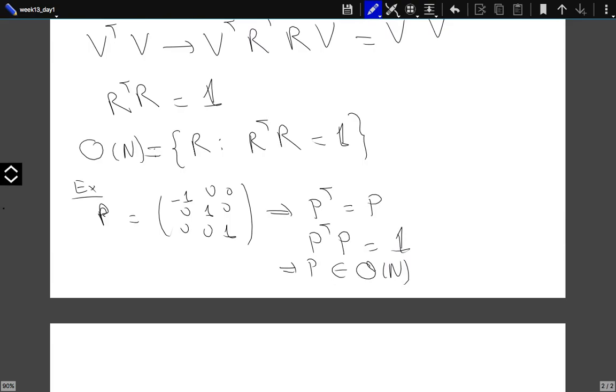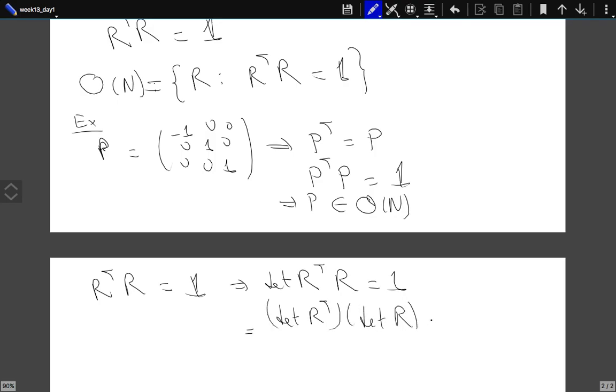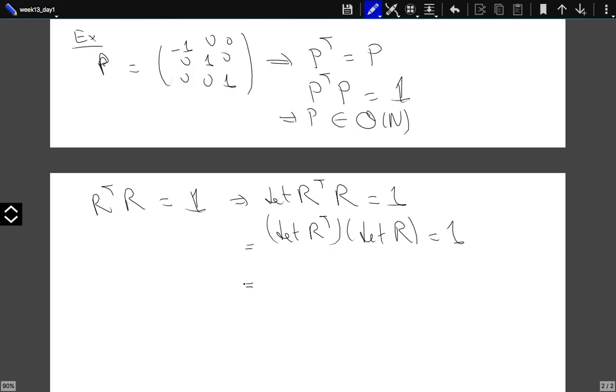Now the interesting property of P, well, let's look at R transpose R. This is equal to 1. If you take the determinant of both sides, the determinant of R transpose R is 1. But the determinant of the product of two matrices is the product of the determinants. The determinant of the transpose of a matrix is itself. And hence, the determinant of any element of this O(N) is either plus 1 or minus 1.